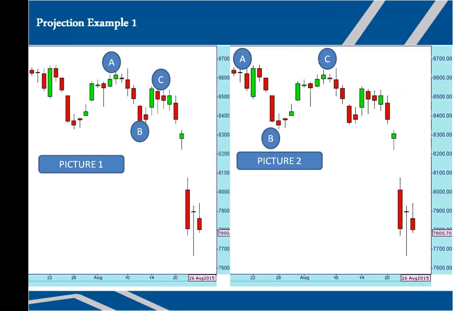Well, we saw a Nifty extension. So this is focusing on the projection aspect of Nifty. Which picture is correct? Projection focuses on 3 points. Retracement and extension, they focus on 2 points.